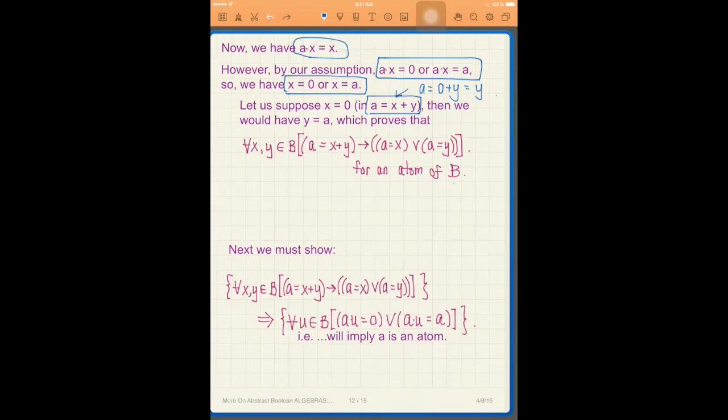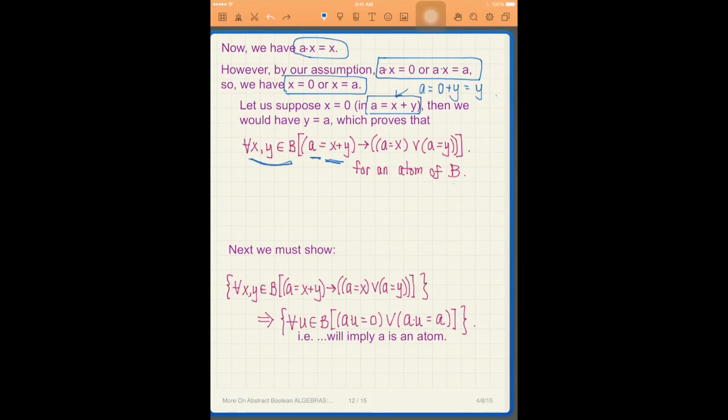So that proves that for any two elements X and Y in your Boolean algebra, if you were to add them up and set it equal to an atom, then either the atom is equal to the X value, or the atom is already equal to the Y value. That means Y is equal to the atom, or X is equal to the atom. So we're not able to decompose an atom into the sum of two elements of the Boolean algebra, unless one of those is already the atom itself.